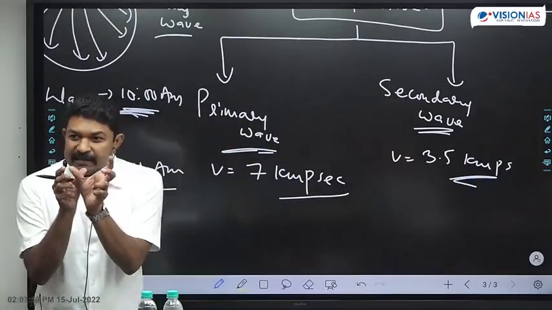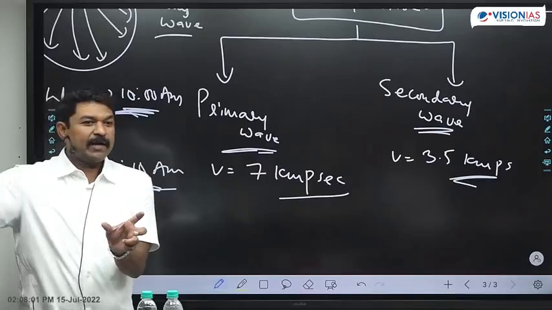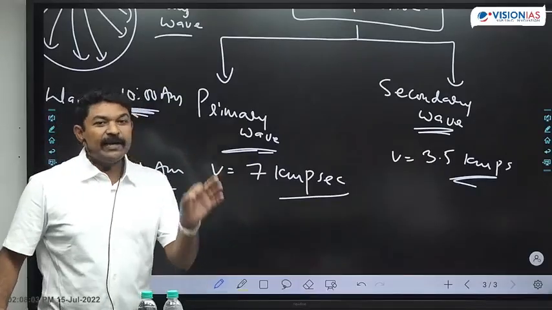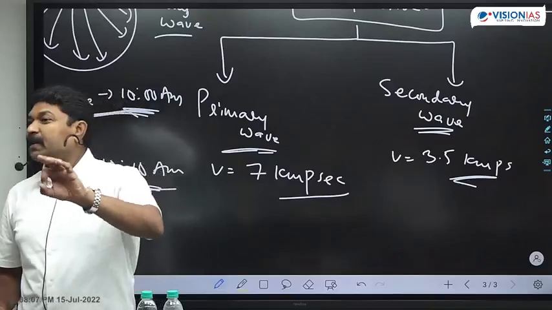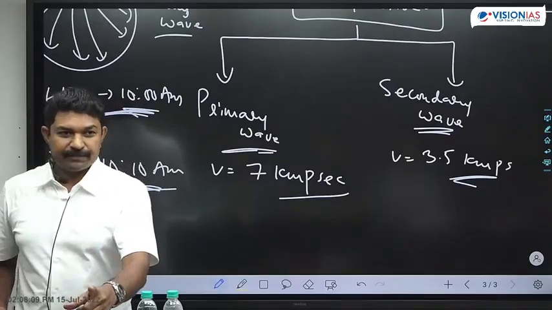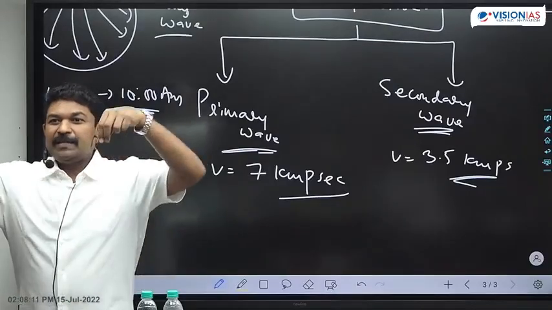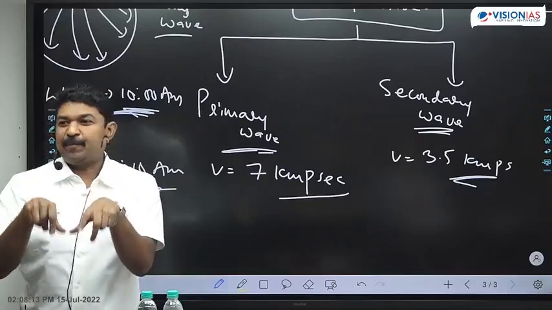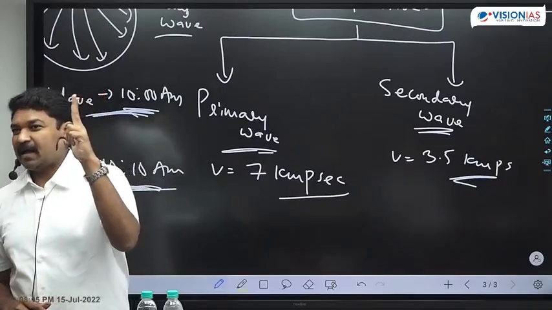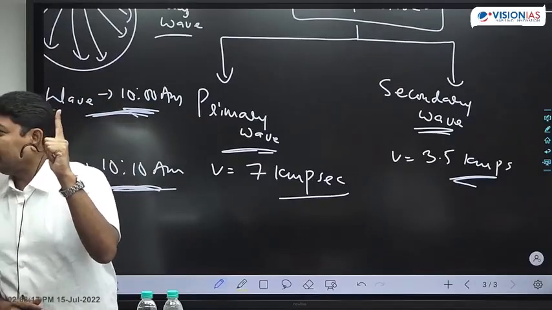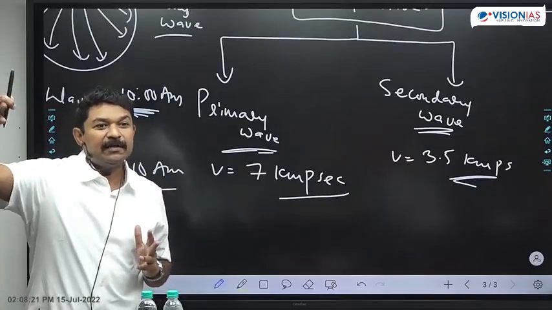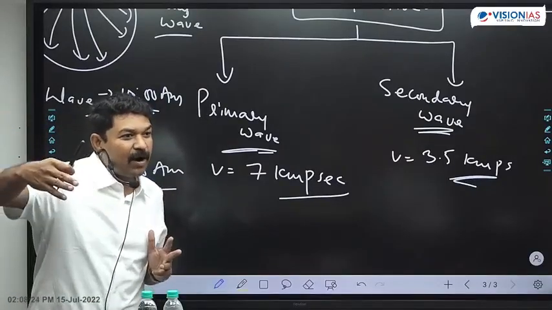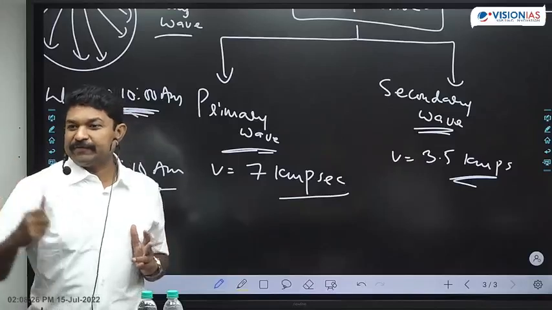Therefore, after a certain time gap, one more wave is recorded in the seismograph. Then people name this one as primary wave and secondary wave based upon the velocity. Meaning what? Imagine two persons are running from the same point. The moment the signal is given, the two fellows start running. One is running very fast, another running somewhat delayed than the first fellow.